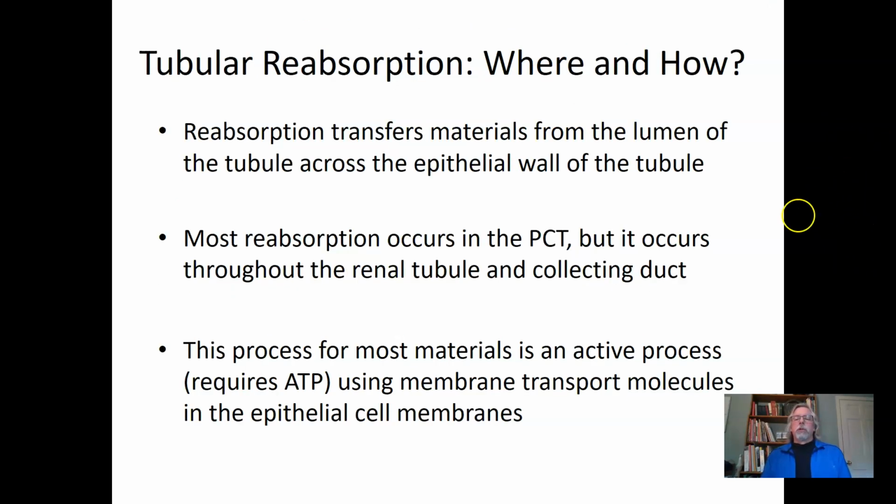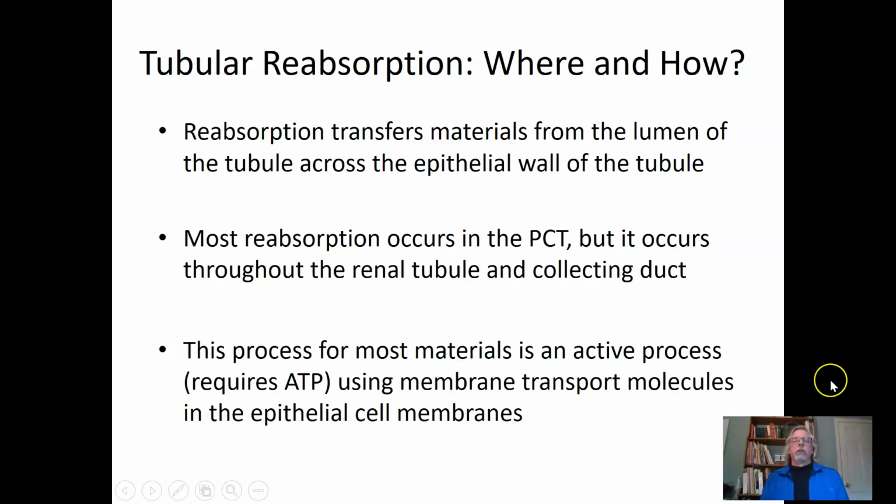Where does tubular reabsorption happen? So, as I mentioned, fluid is moving from the tubule lumen back into the bloodstream. The part of the tubule where most of this is happening is in the proximal convoluted tubule. And in order for it to happen, materials have to move across the cells of the wall of the tubule. Okay? Even though it happens mostly in the proximal convoluted tubule, it does continue to happen along the entire length of the renal tubule, and even in the collecting duct as well.